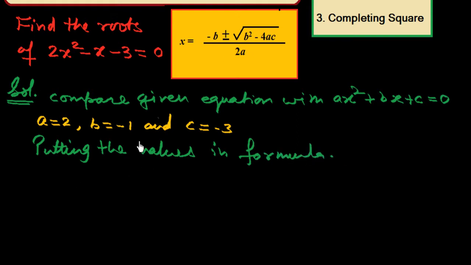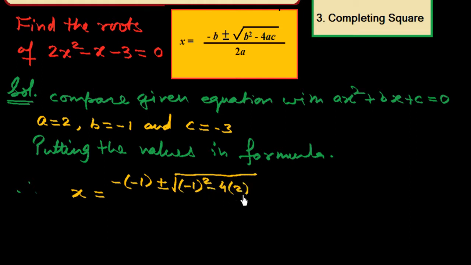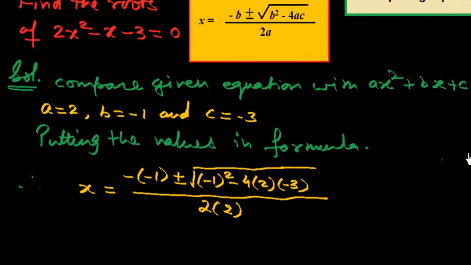So therefore, x is equal to minus b plus minus root b square minus 4ac over 2a. Here b is minus 1, so we have minus 1 square, a we have 2, and c we have minus 3, over 2 into 2.